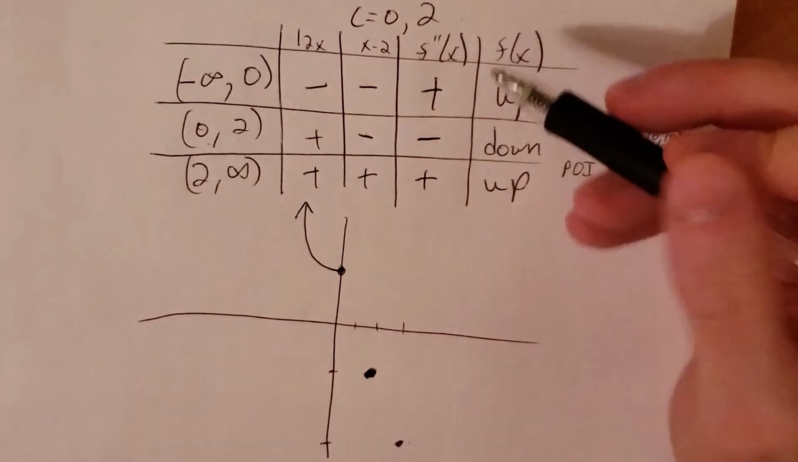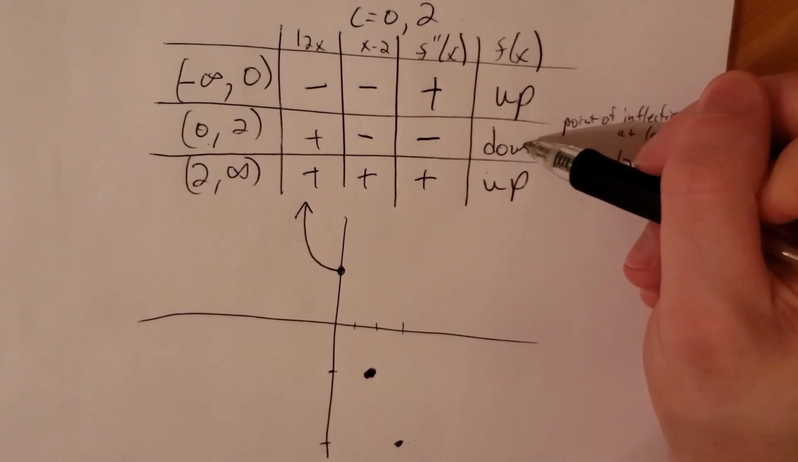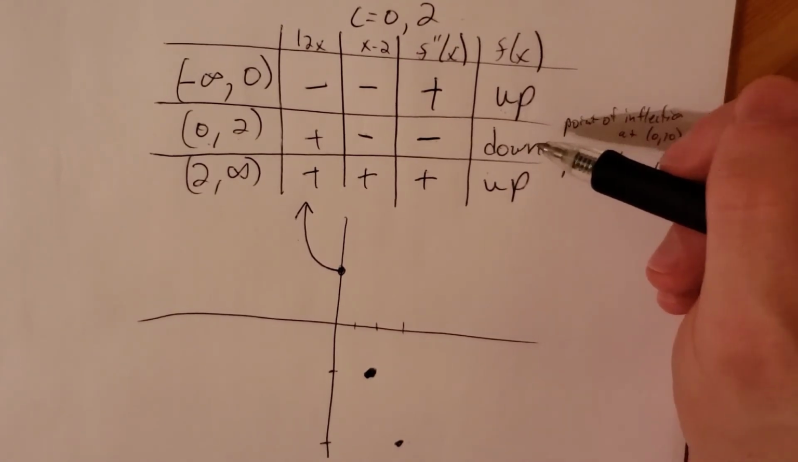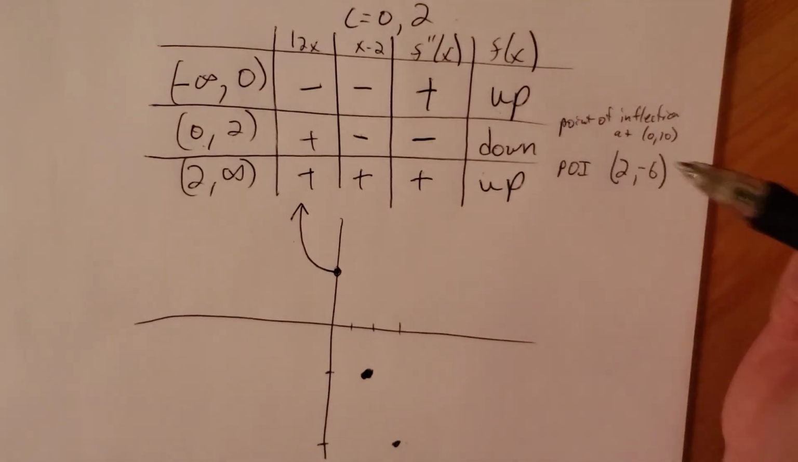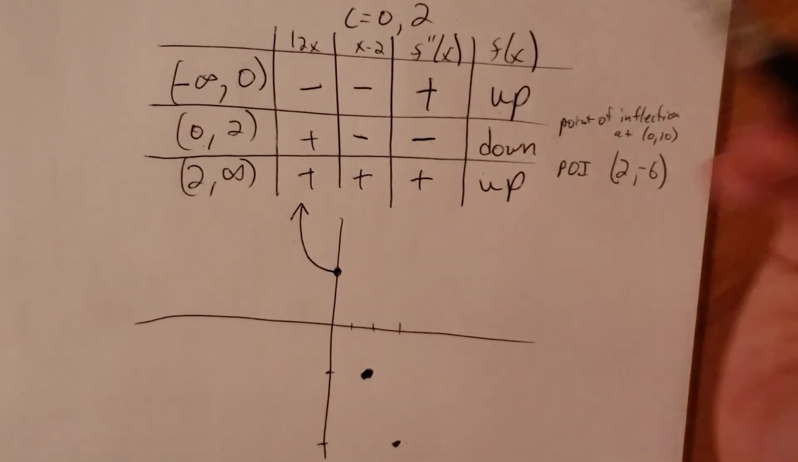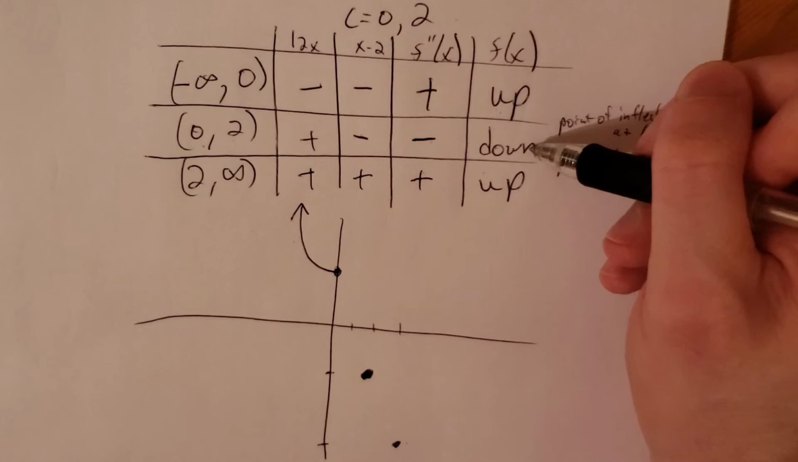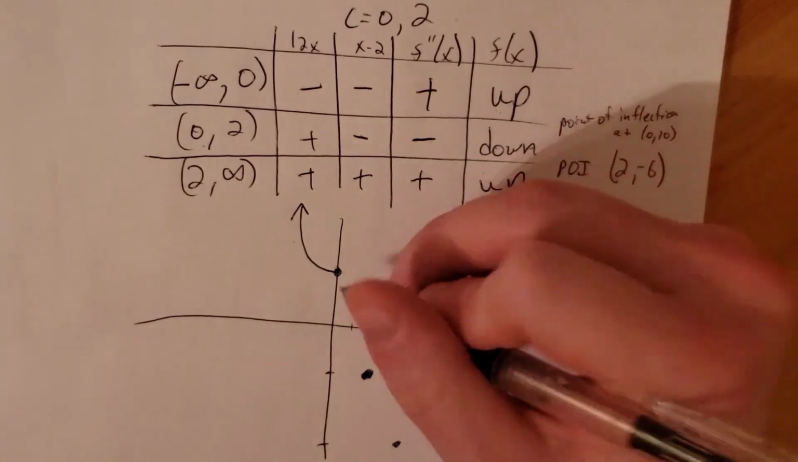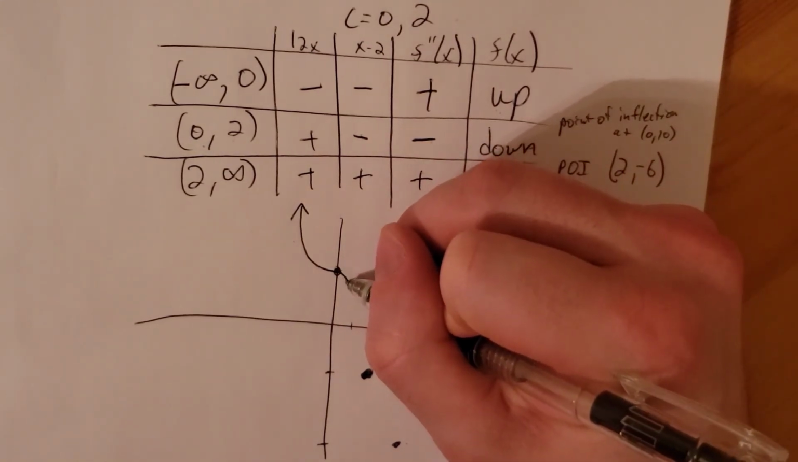Between 0 and 2, we are concave down, and the function is decreasing. If we look back at our first derivative information, we said we were decreasing on the interval from 0 to 2, in fact from 0 to 3, but that includes 0 to 2. And the second derivative tells us our function is concave down. So what does that look like? That looks like this.